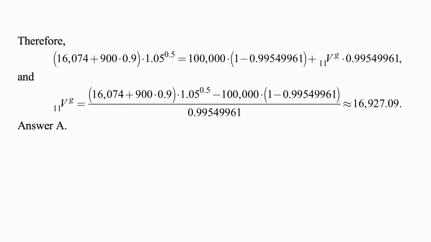And using that information, we can write out what the probability of survival is, and 1 minus that is the probability of dying. And now, as you can see, the only unknown in here is 11 VG, which is what we're looking for. It has to be equal to 16,074 plus 0.9 times 900 accumulated at 5% over half a year, minus 100,000 times 1 minus 0.99549961, divided by that probability of survival of 0.99549961. And when we calculate this, it comes out to be approximately 16,927.09, which is answer A.